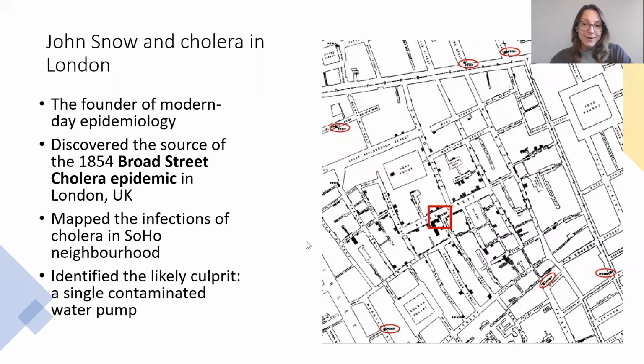But how did he know for sure that this was the association that he had a feeling was there? He asked the city to remove the pump's handle so that people could no longer use the water from that pump. And what happened? Well, miraculously, the cholera epidemic subsided, the cases plummeted in that neighborhood, and it was no longer really an issue.